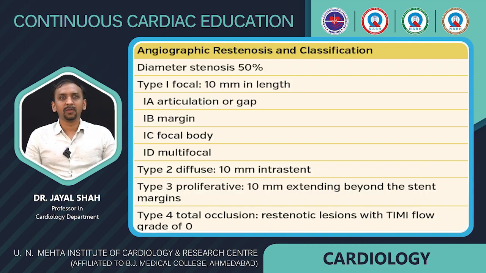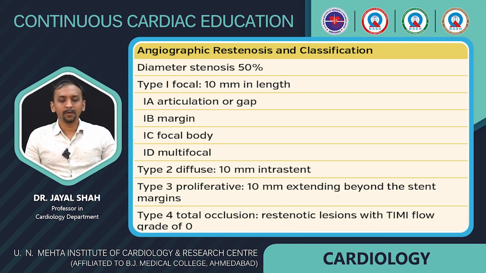Depending on the morphology of the lesion, restenosis can be classified angiographically into different types. Type 1 is focal, almost 10 mm in length, and has subcategories 1A, 1B, 1C and 1D. 1A is when the in-stent restenosis involves the articulation or a gap between the stents. When it involves the margin, it is 1B. When it is a focal lesion in the body of the stent, it is 1C, and when it is a multifocal lesion, it is 1D.